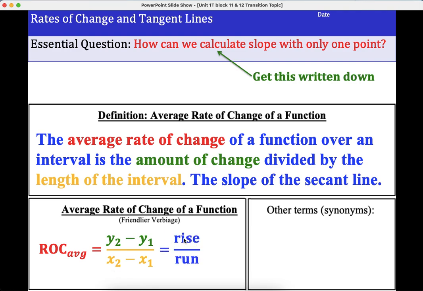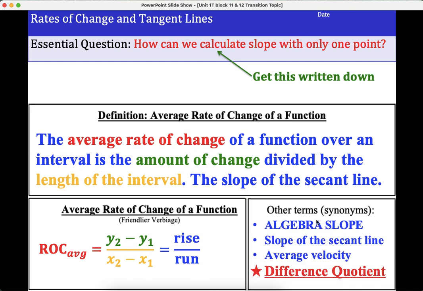We could also call this rise over run, right? We could also use function notation and say f of b minus f of a over b minus a. I refer to this as the algebra slope, or just slope. This is also referred to, a little more mathy, as the slope of the secant line. A secant line is a line that we draw between 2 points. Since those 2 points are on the function, we're drawing a line that touches the function in 2 points, and that's called a secant line.